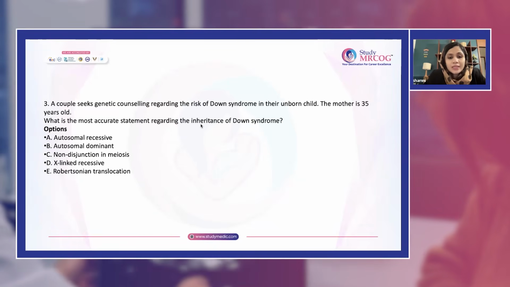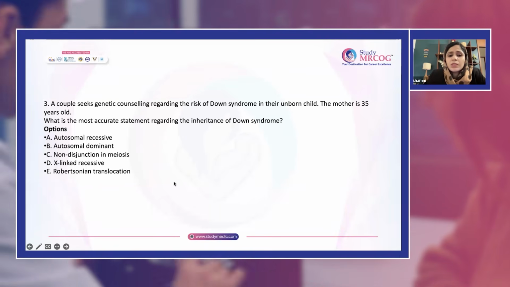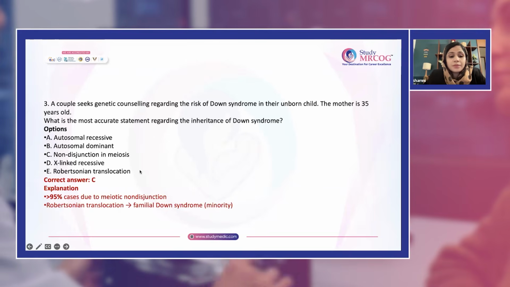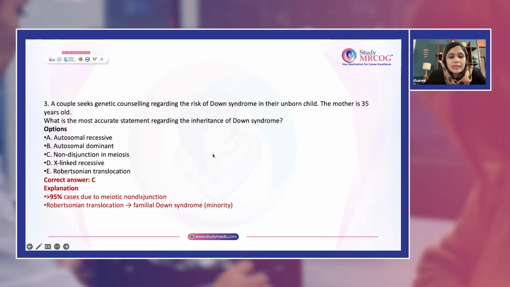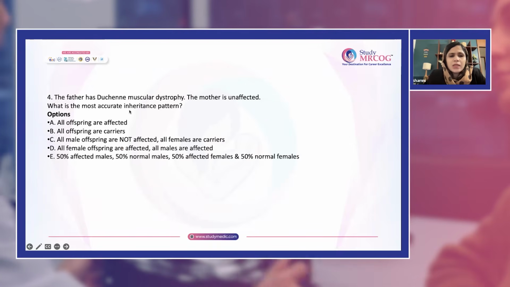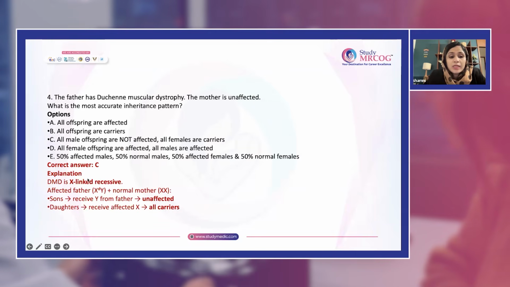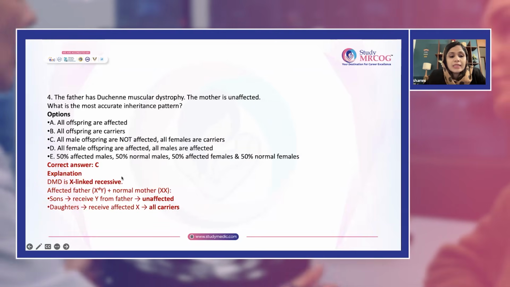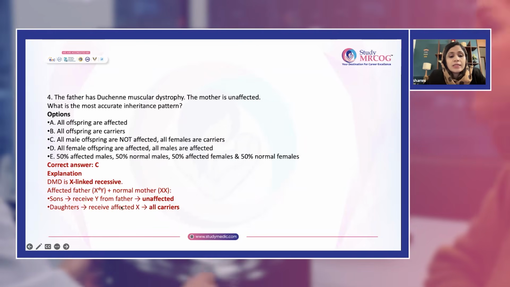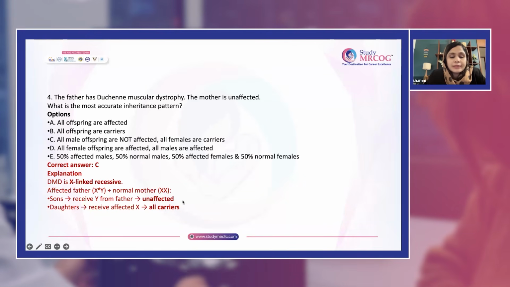Third question, a couple seeks genetic counseling regarding Down syndrome in their unborn child. Mother is 35 years old. What is the most accurate statement of inheritance? We know that it is non-disjunction, mostly 95% is like that. Father has Duchenne muscular dystrophy. Mother is unaffected. What is the most common inheritance? Here the answer is going to be C because it is X-linked recessive. With an affected father and normal mother, sons receive Y from father and will be unaffected. Daughters will receive the affected X and all will be carriers.